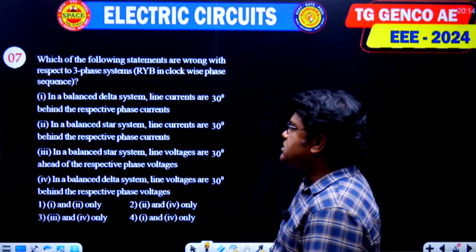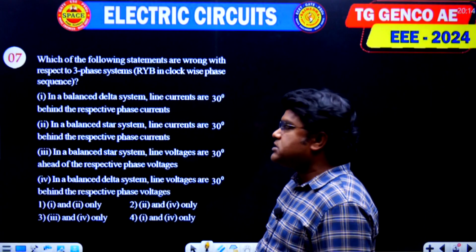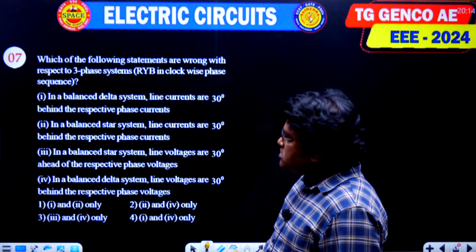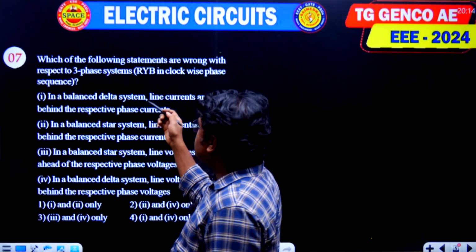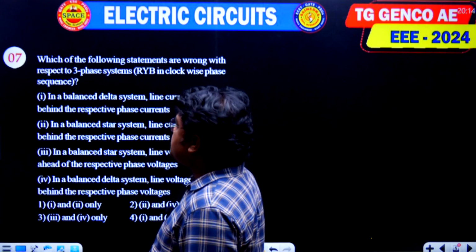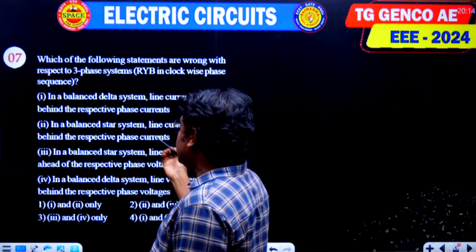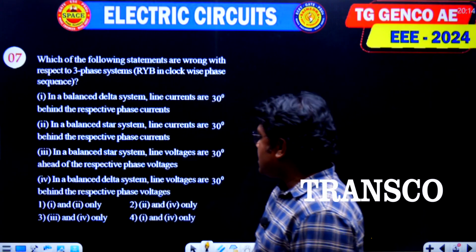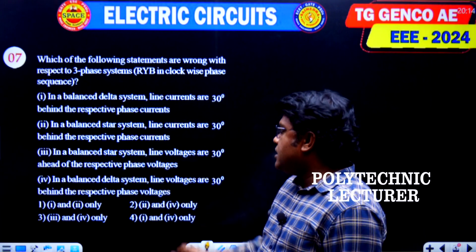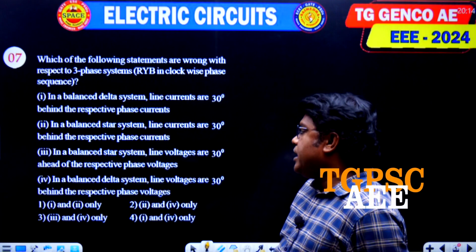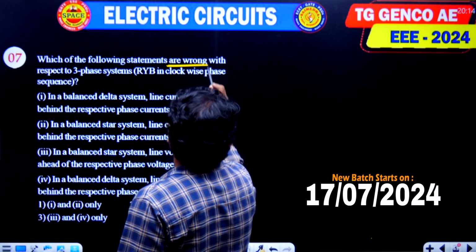Let us solve question number 7. The question is, which of the following statements are wrong with respect to the 3-phase system? RYB in the clockwise phase sequence is also called positive phase sequence. In a balanced star system, line currents are 30 degrees beyond the respective phase currents. In a balanced star system, line voltages are 30 degrees away from the respective phase voltages. In the balanced delta system, line voltages are behind the respective phase voltages. So we need to find out the wrong statement.